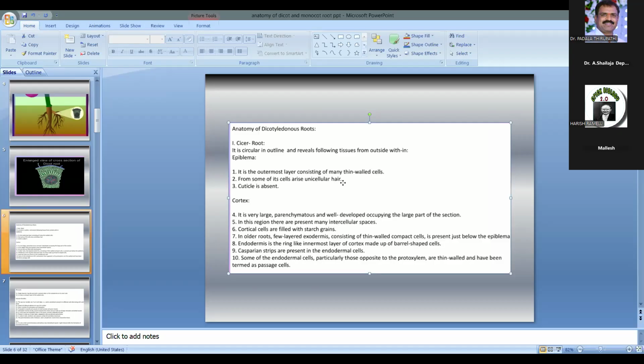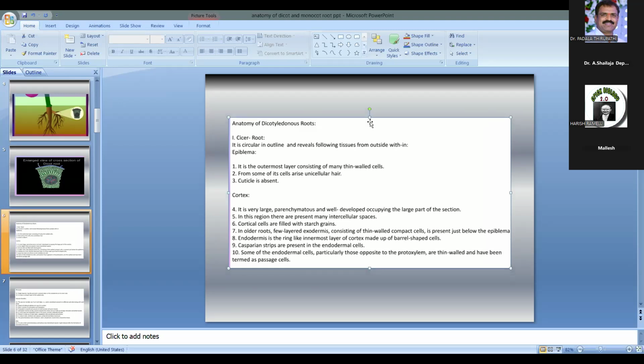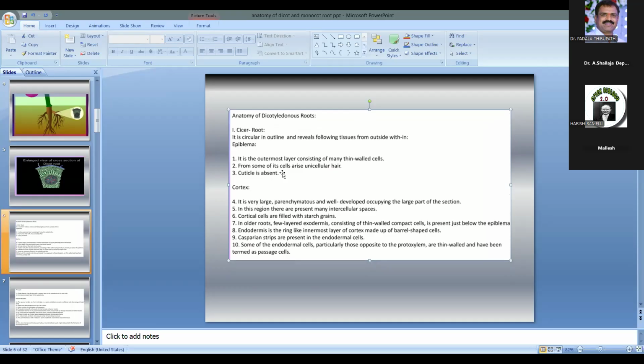It is the outermost layer and it is derived from the dermatogen or the protoderm of the root apical meristem. It is made up of thin walled living cells that are compactly arranged in the transverse section. These cells appear rectangular or sometimes isodiametric and oval in shape. So the epidermal cells may be rectangular or sometimes isodiametric or oval in shape.